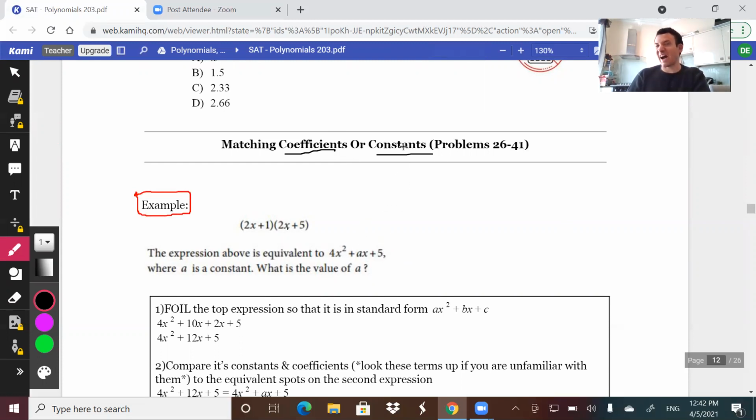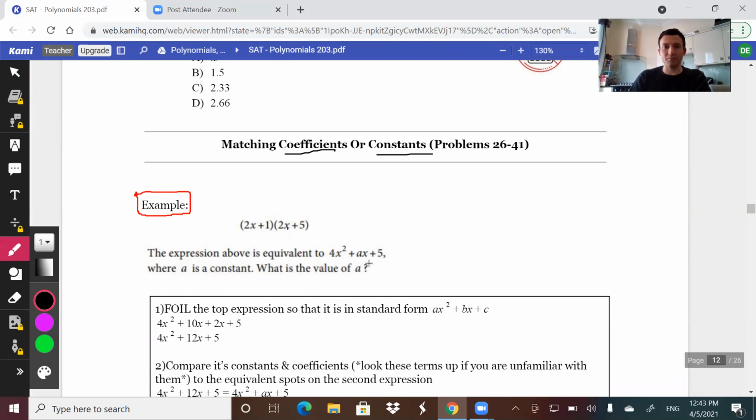Plus 5, that 5 is a constant. So any number by itself is referred to as a constant. And then the x is just your input variable. It can change. You can put in whatever you want for x and see what you get out. But anyway, that's what constant and coefficient mean. So it's saying this expression above is equivalent to this. What is the value of a?